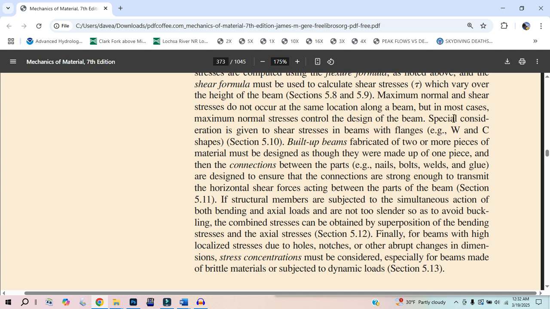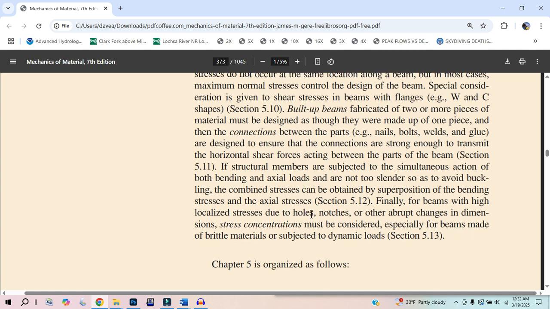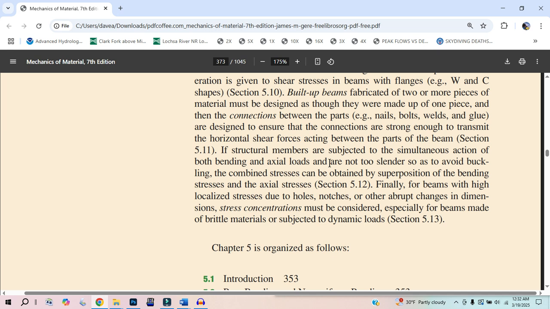Anyway, so definitely W and C shaped beams are bizarre and a lot more difficult. Built up beams fabricated of two or more pieces of material. Yeah, so we got nails, bolts, and glues. If structural members are subjected to simultaneous action of both bending and axial loads. That's what I was talking about. You can bend a ruler and try to pull on it. And this says if it's not too slender so as to avoid buckling. I guess you would bend it and push in on it. Then the combined stresses can be obtained.